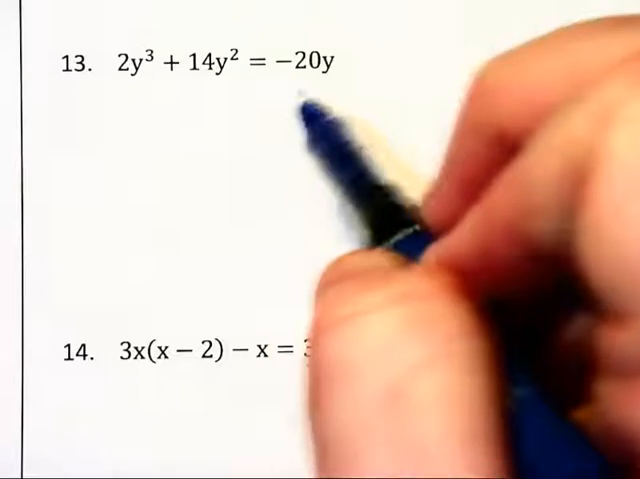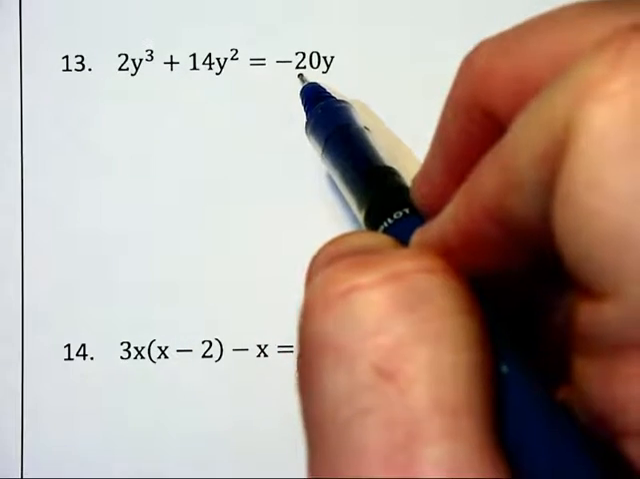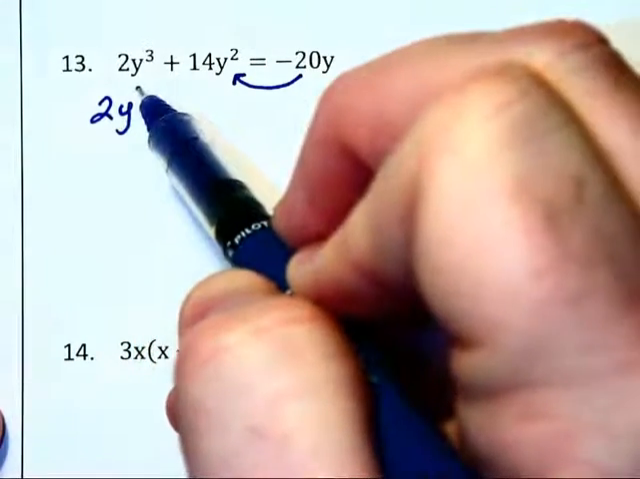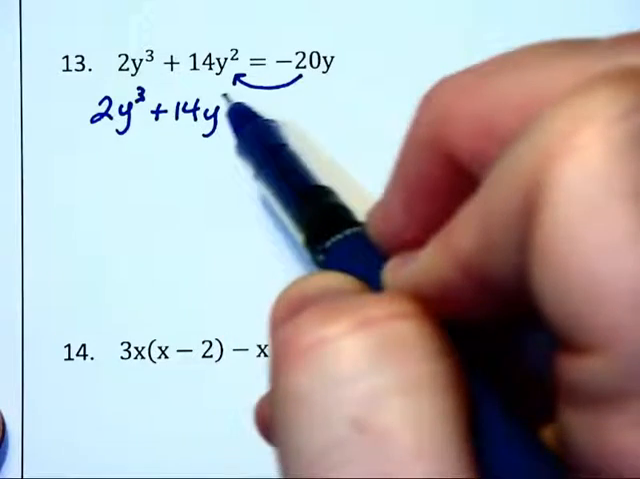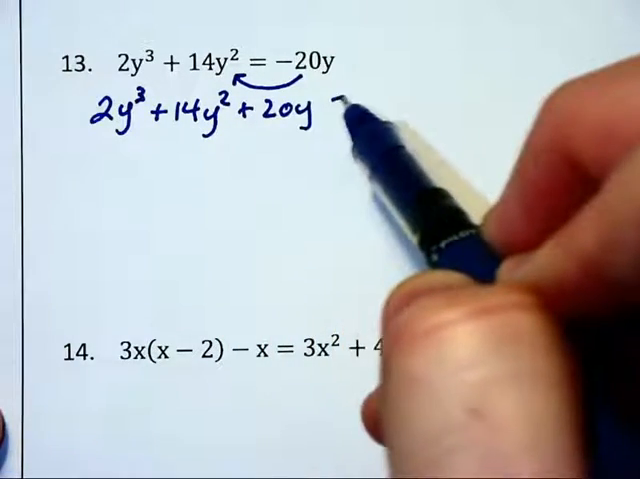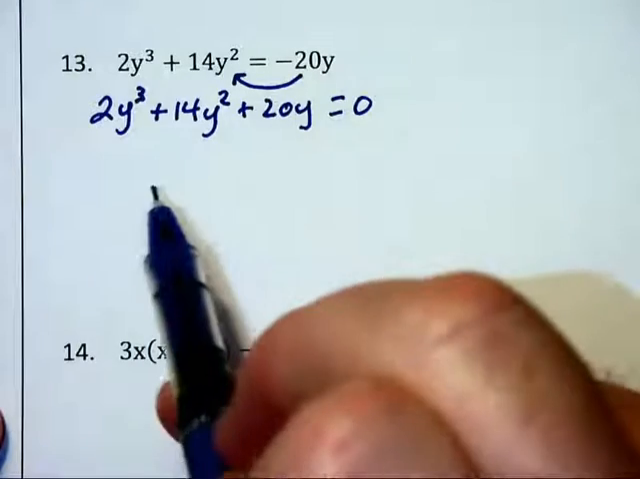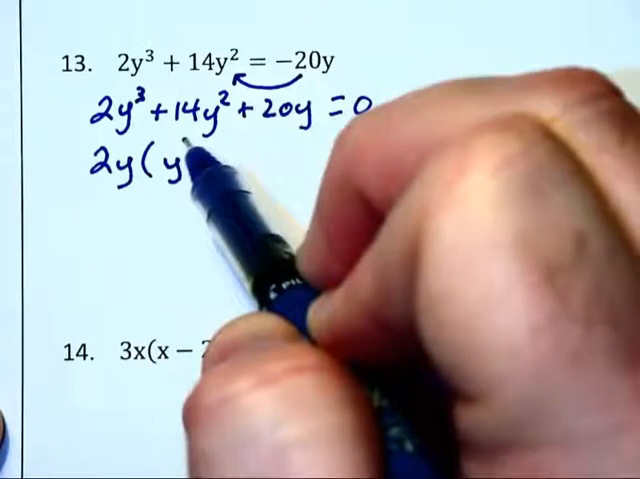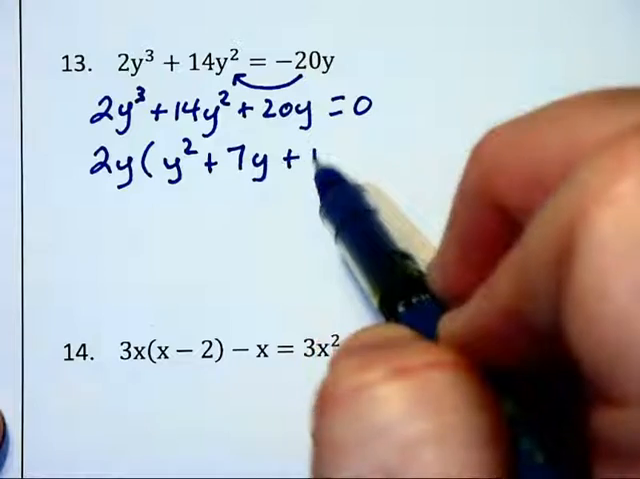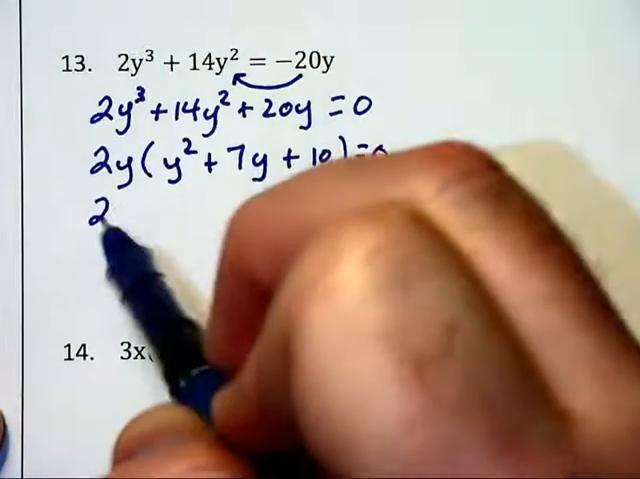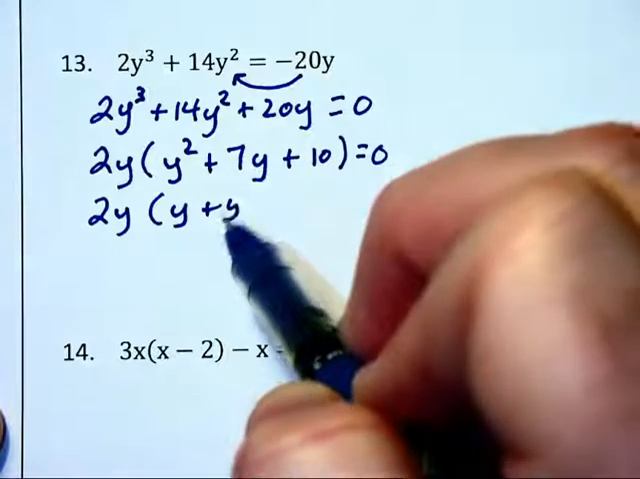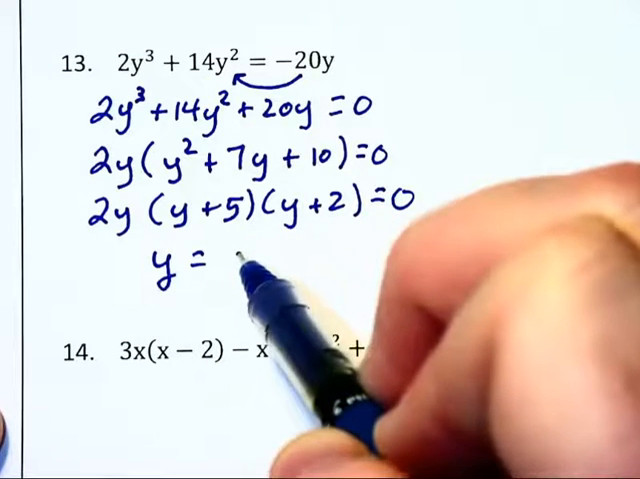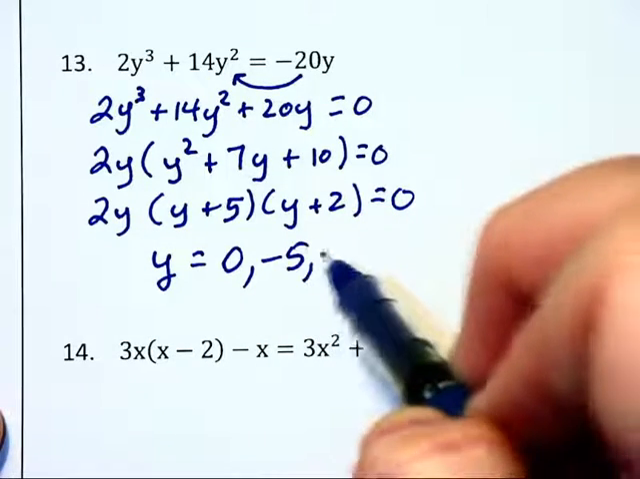For number 13, it is not written in a form set equal to 0, so I will bring that minus 20y to the right-hand side. I now have 2y cubed plus 14y squared plus 20y is equal to 0. And all 3 terms are even, and all of them contain a y, so 2y will factor out, leaving us with y squared plus 7y plus 10. Now this will factor further into 2y times y plus 5 times y plus 2. And then you can see that our 3 solutions will be 0, negative 5, and negative 2.